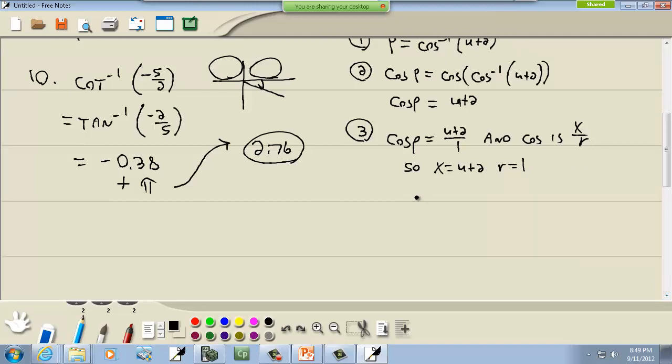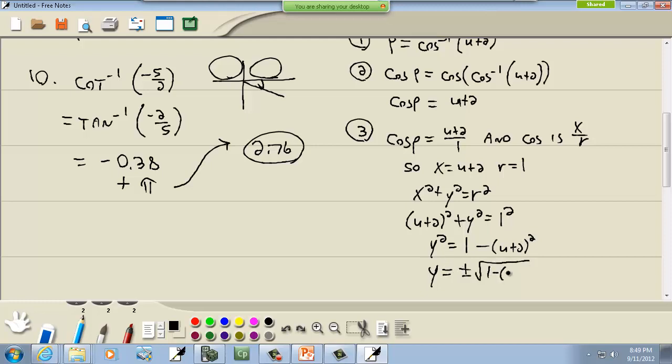Well, we need to solve for y. So we've got x squared plus y squared is equal to r squared. Excuse me, x is u plus 2, plus y squared, and r is 1, so we get 1 squared. 1 squared is 1, and then I'll take the u plus 2 squared over to the right side, like that. We'll drop off our squared and put a plus or minus square root around the other side.